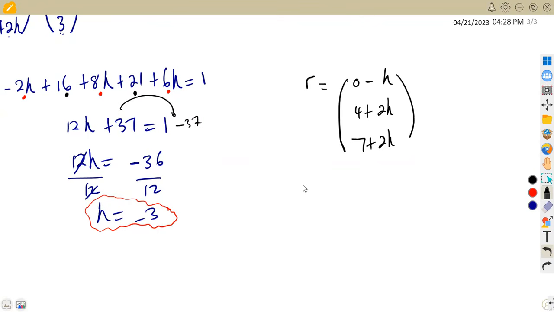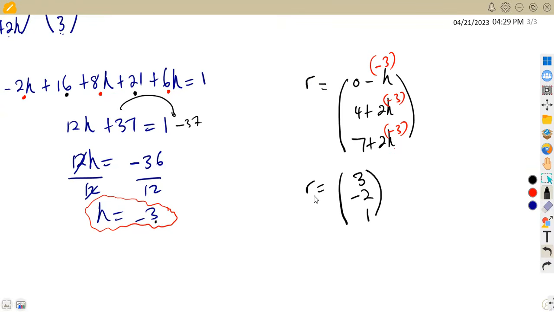So we can substitute this to obtain the value of A, which is at a point where our lambda is negative 3. In place of lambda, you're substituting negative 3. 0 minus minus 3, that's a positive 3. 4 plus 2 times minus 3, that's negative 6, so this is going to give us negative 2. And if you simplify, 7 plus 2 times negative 3, that's 7 minus 6, which is going to give us a positive 1 in this case.